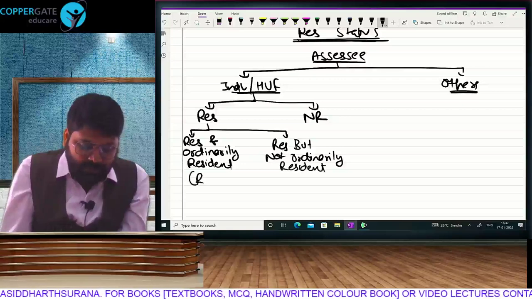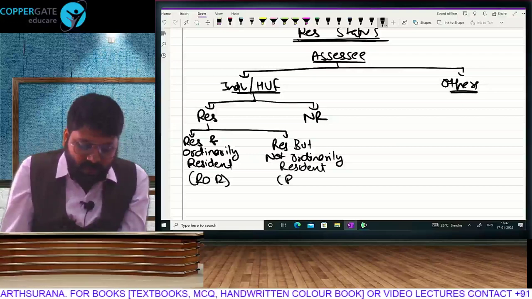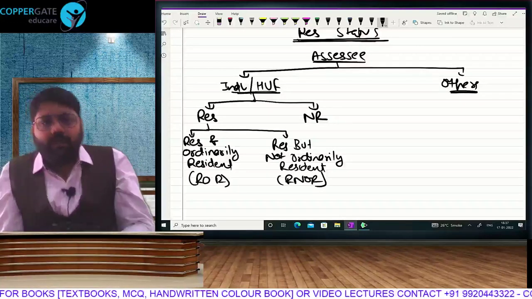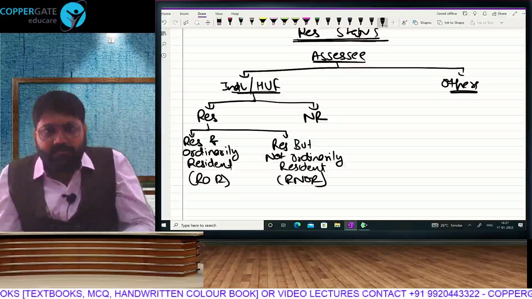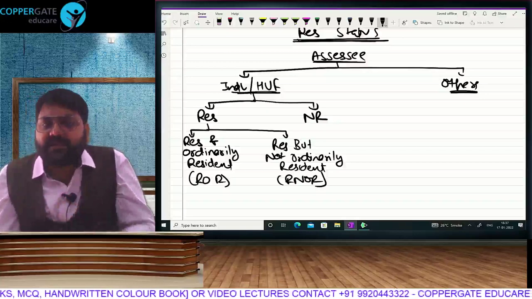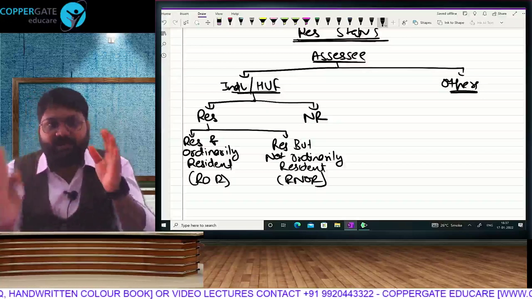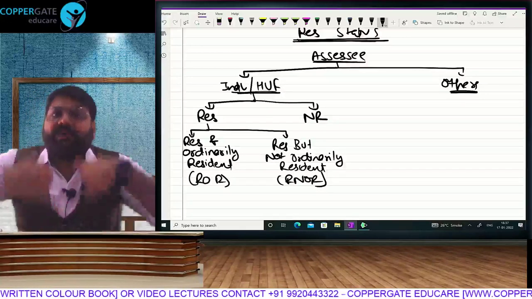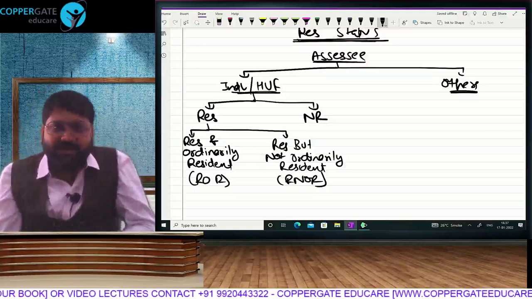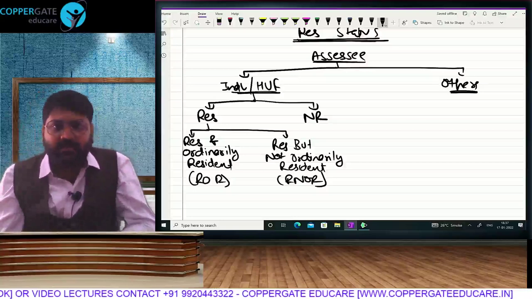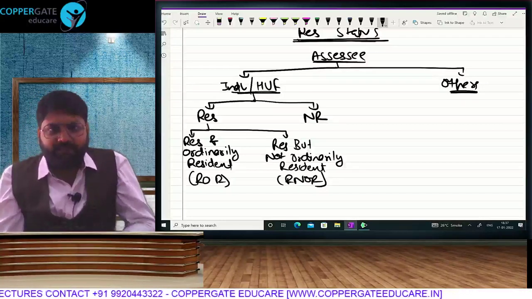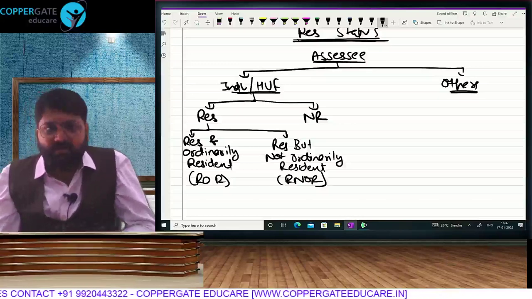Or we very popularly, in short, call this ROR and RNOR. So, what is the first classification in individual HUF? Resident, non-resident. And what is the further classification of residents? ROR, RNOR. Resident and ordinarily resident, resident but not ordinarily resident. This is what we have to learn for individual HUF.